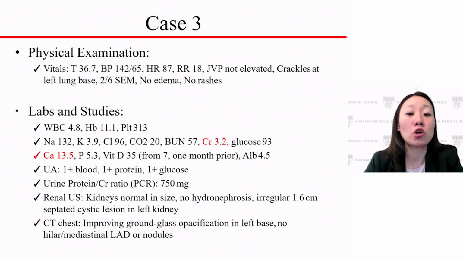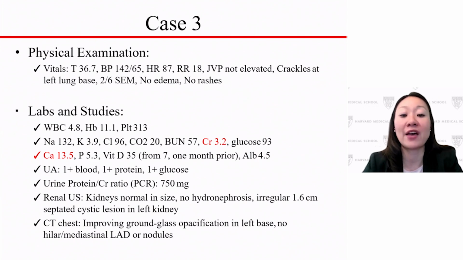Her labs are notable for the elevated creatinine at 3.2 milligrams per deciliter, metabolic acidosis with a bicarbonate level of 20, and of note, hypercalcemia with a calcium level of 13.5. On renal ultrasound, her kidneys were normal in size without hydronephrosis, and a CAT scan of her chest was notable for improving ground glass opacification in the left base, no hilar or mediastinal lymphadenopathy or nodules.